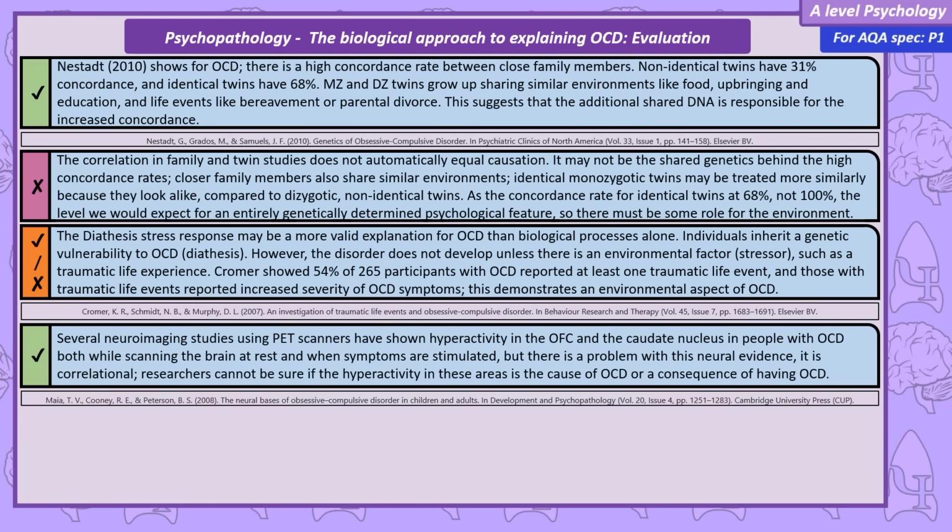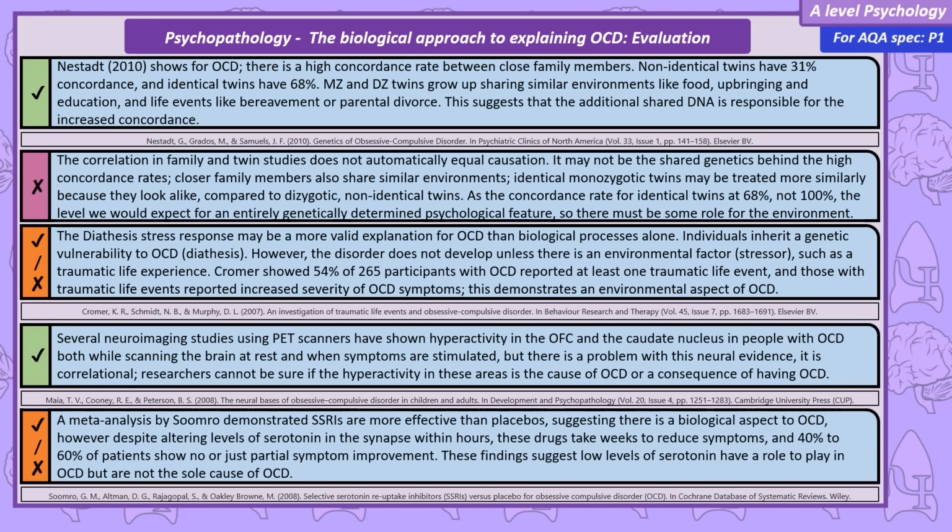Many neuroimaging studies using PET scanners have shown hyperactivity in the orbitofrontal cortex and the caudate nucleus in people with OCD, both while scanning the brain at rest and when symptoms are stimulated. But there is a problem with this neural evidence. It's correlational. Research cannot be sure if the hyperactivity in these areas cause OCD or are just a consequence of having OCD. We can evaluate the biological explanation for OCD based on the effectiveness of drug treatments.